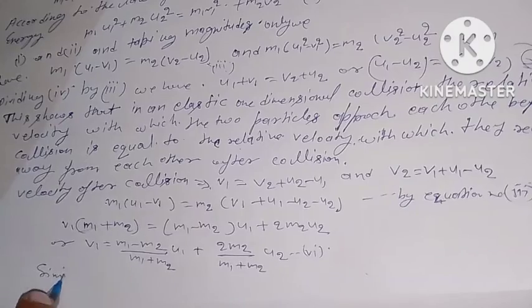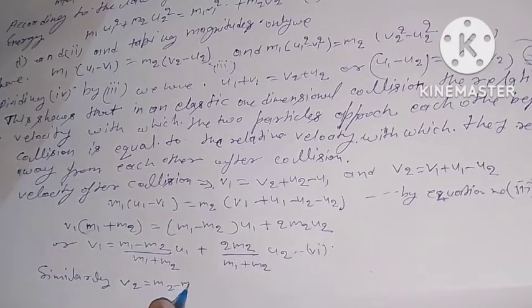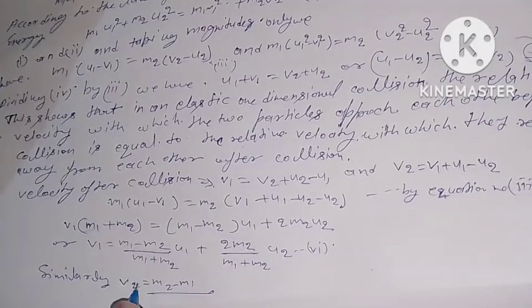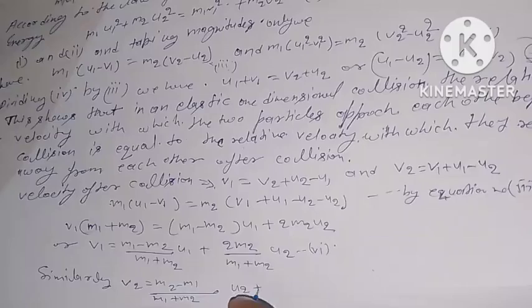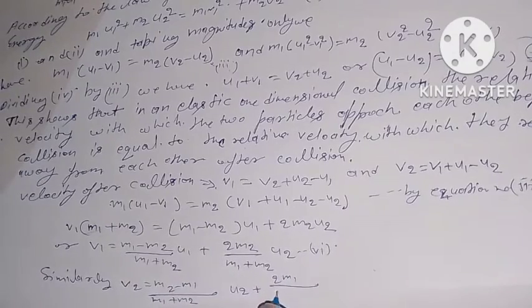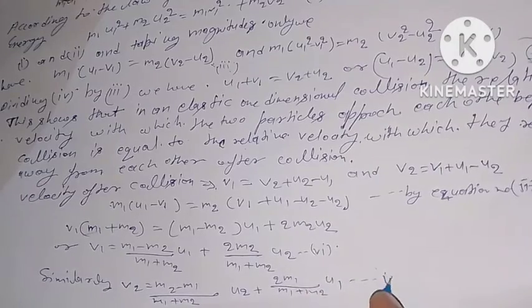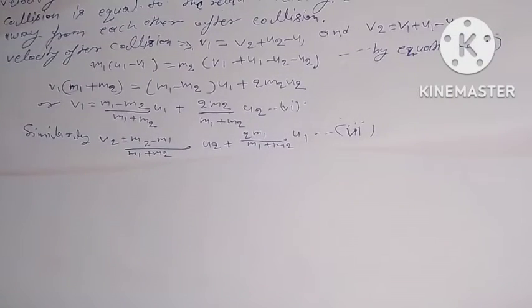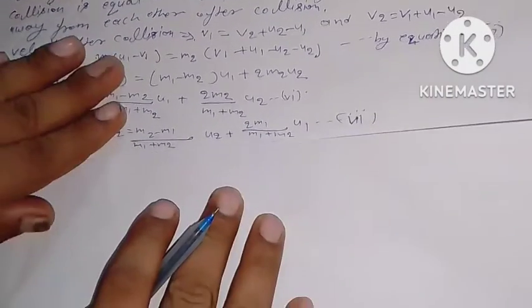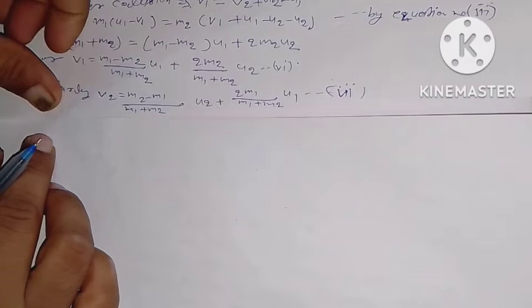Similarly, v2 equals (m2 minus m1) upon (m1 plus m2) times u2 plus 2 m1 upon (m1 plus m2) times u1. This is equation number 7.